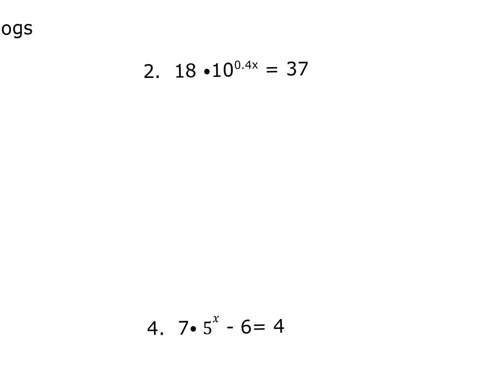The first thing I need to do is make sure that my term with my exponent is by itself. And in this case, it's not, because there's an 18 attached to it. So I'm going to divide each side by 18. And I'm going to keep that as a fraction. So these two will cancel out. And I'm left with 10^0.4x equals 37 all over 18. Okay? I'm leaving it as a fraction. So now my term with the exponent that I needed to get by itself is by itself. And once that happens, I can just put a log in front of it.